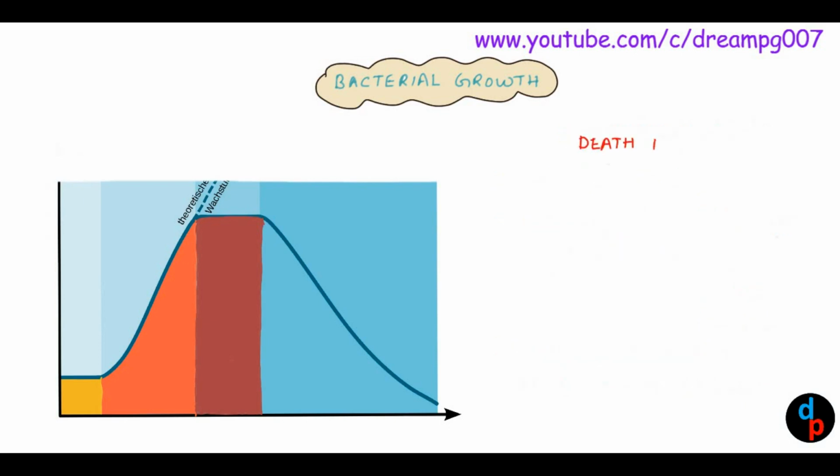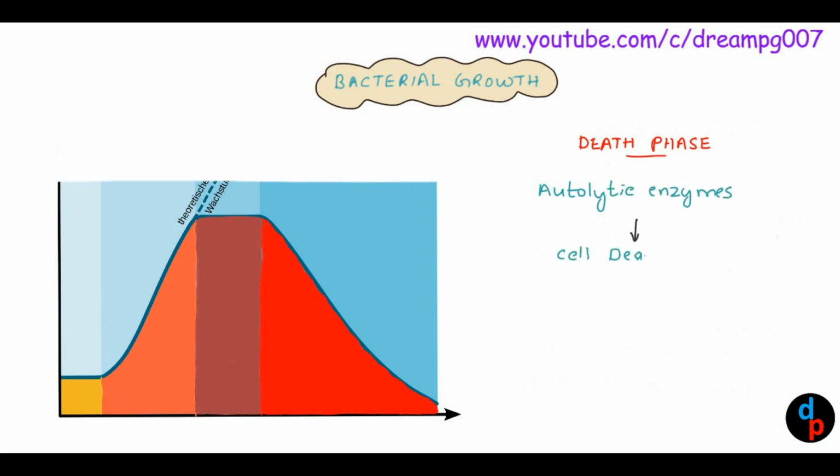The last phase of the bacterial growth curve is the death phase. The secondary metabolic products already accumulated in the stationary phase start acting here, which leads to cell death. Involution forms of bacteria are seen in the death phase of the bacterial growth curve.